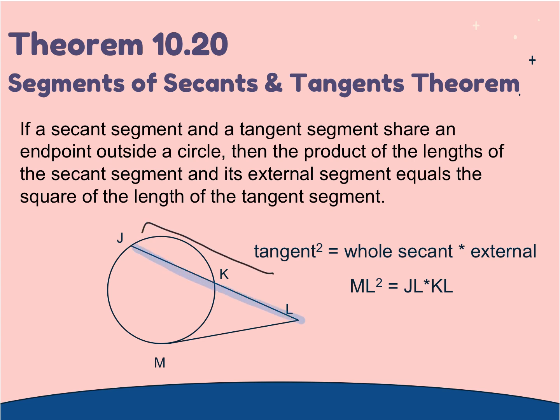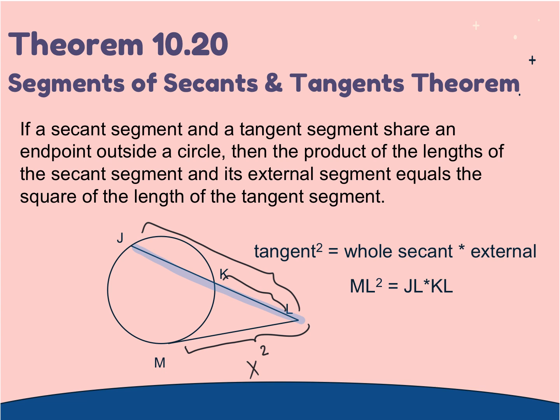So the whole times the external is going to equal, again, JL being the whole, KL being the external, the segment for the tangent, but squared. So whatever this number is, we will square it, and that's going to equal the multiplication of the whole segment times the external segment of the other one. This is true only for secants, segments of secants and tangents.